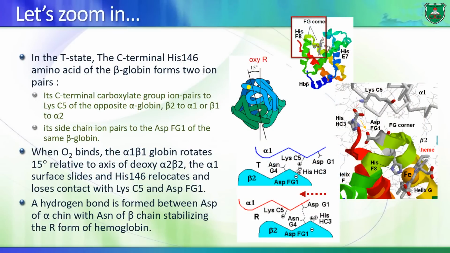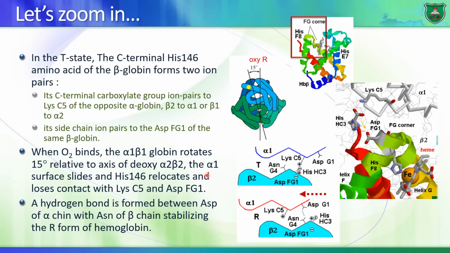Now, let's zoom in. Let's look at what really happens at the level of amino acids. I hope you will appreciate the beauty of this information. Remember I said that the beta chain is composed of 146 amino acids, and the very last one is known as histidine 146, or histidine HC3, meaning that it's present in helix H at the carboxy terminus, and it is histidine number 3.